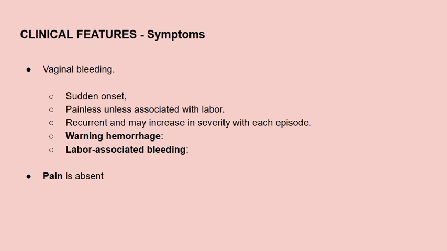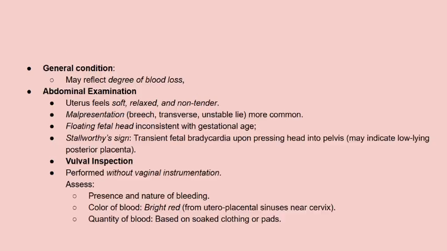There is also labor-associated bleeding. Many of the antepartum hemorrhage cases can occur in labor. So you may see bleeding in labor. You may not take it seriously, but you now discover that it may be due to placenta previa. Then as a characteristic, pain is absent. Pain is only present if there's already labor, but characteristically, there's no pain in placenta previa.